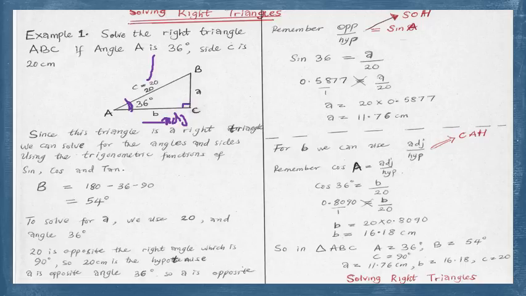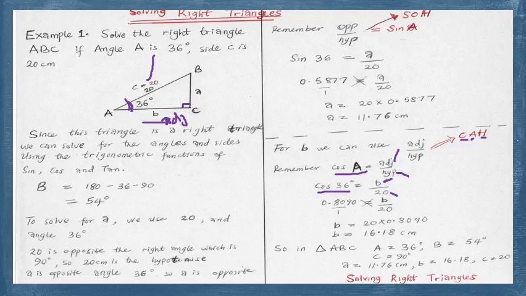From our previous video on SOHCAHTOA, we know that whenever you have adjacent and hypotenuse, we can use cos, which tells you that the cosine of that angle equals adjacent over hypotenuse. So cos A in this case is going to be the adjacent b over the hypotenuse 20. So cos 36 equals b over 20, since b is the adjacent.